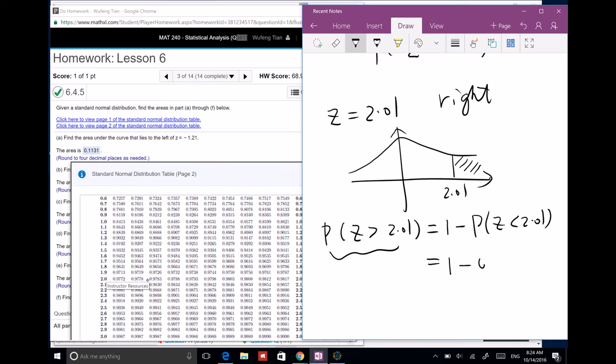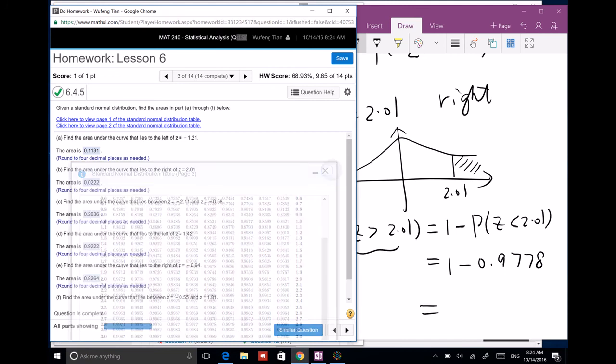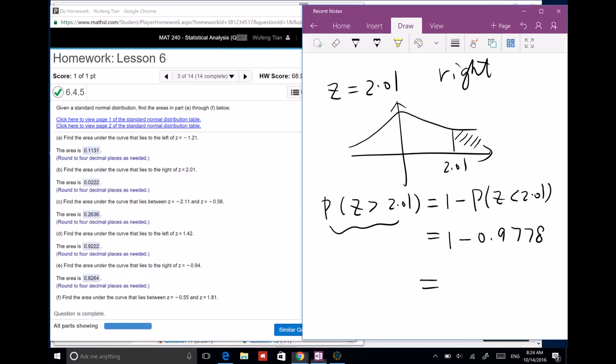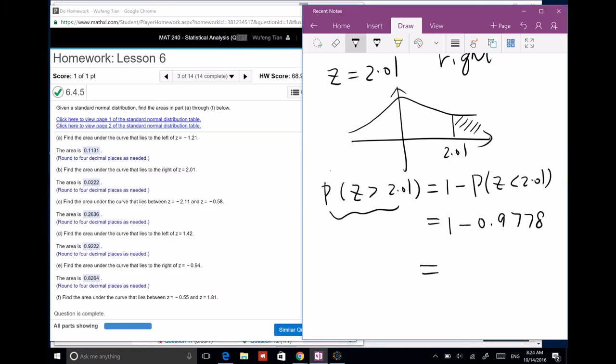2.01 says 0.9778, and they subtract it because it's to the right. The table gives you the area to the left, and then you find the area to the right. You subtract it from 1, so it's 0.0222.